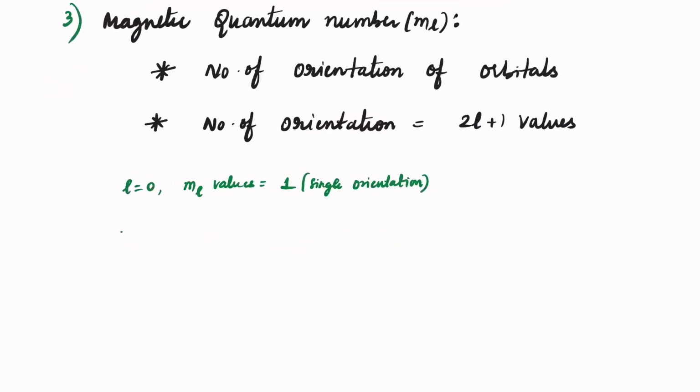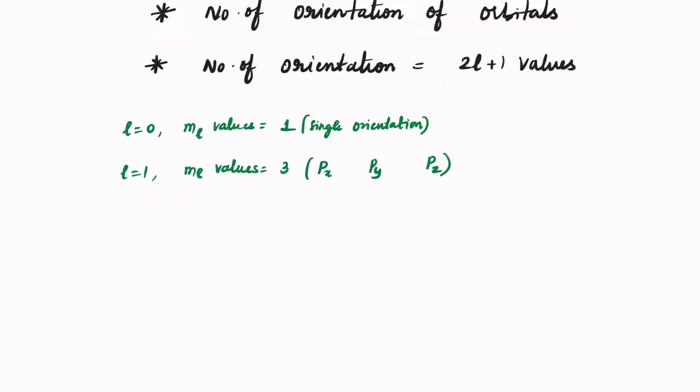But if L is equal to 1, how many ML values will I get? I'll get 3, correct? That means I can have 3 different orientations. And the same p orbital, now I write as px, py, and pz. When I write it as p, it is a subshell. But when I write it as px, py, and pz, that means I have assigned its orientation, its direction, also. And once you assign the direction, then we call them orbitals.